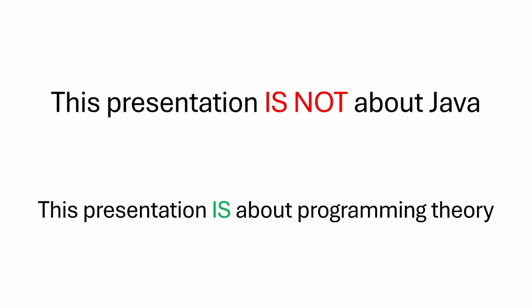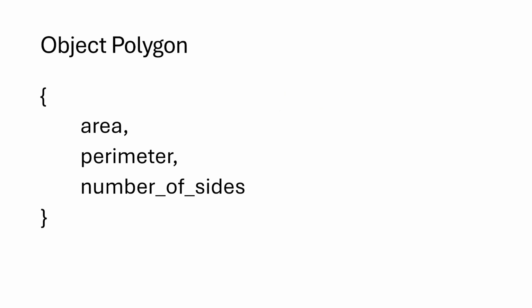But this presentation is not about Java. Instead, we're going to be taking a very deep dive at what these classes and interfaces actually mean and how they are related to each other, and understand the theory behind them. So to guide us through this, we're going to be looking at this definition of a polygon. A polygon class is anything that implements the three methods area, perimeter, and number of sides.